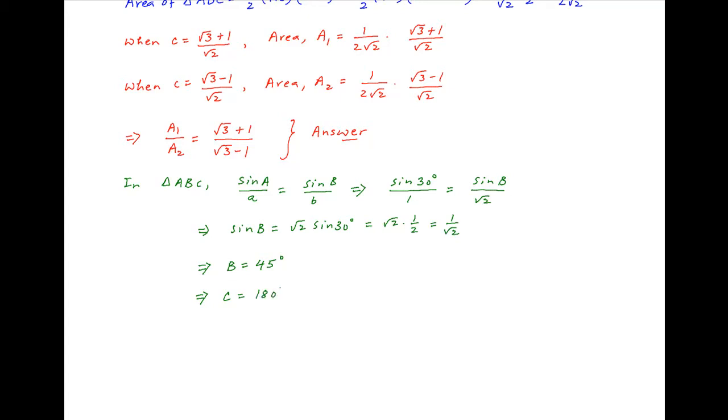Since the sum of the angles of the triangle is 180 degrees, angle C is equal to 180 degrees minus the sum of angles A and B, which is equal to 180 degrees minus, in brackets, 30 plus 45. And this is equal to 105 degrees, which is the required answer.